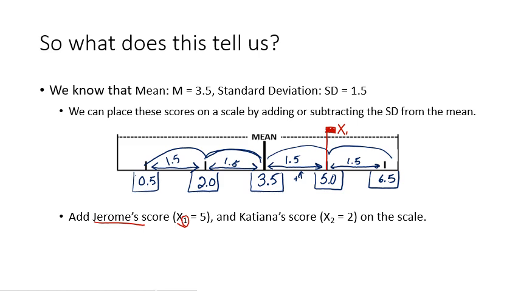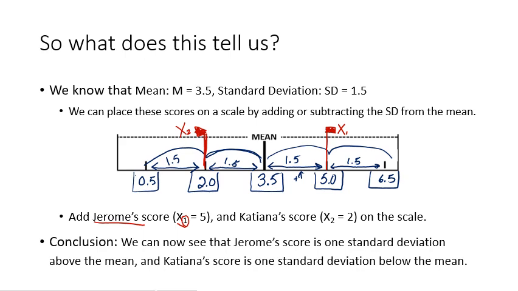Let's mark Katiana's score. She's X2. She's the score for the second person. I'll go this way since we're now on the negative side of the distribution, or the scores that are below the mean. And here is X2, Katiana. So we can say this. We can say Jerome's score is 1 standard deviation above the mean. And we can say Katiana's score is 1 standard deviation below the mean. So we have some good information at this juncture.